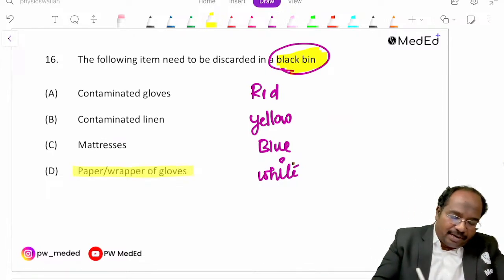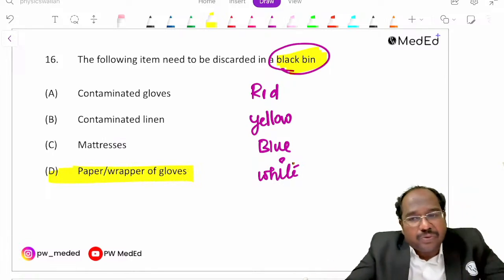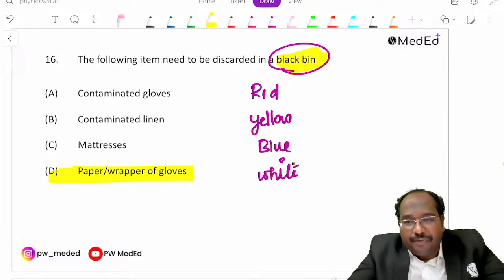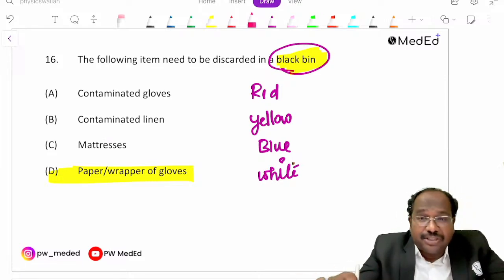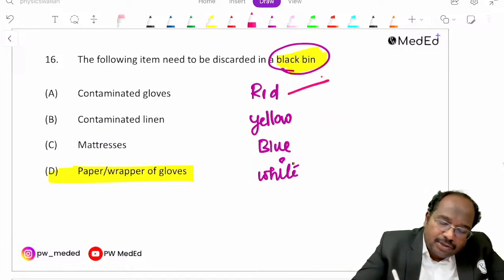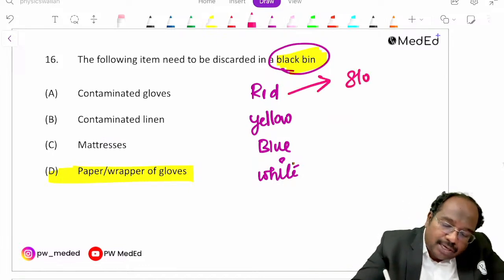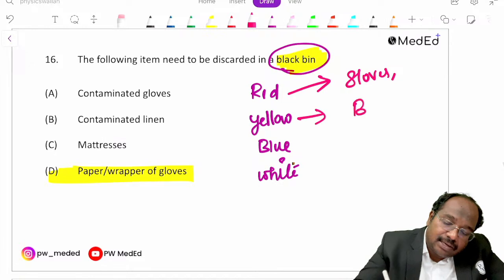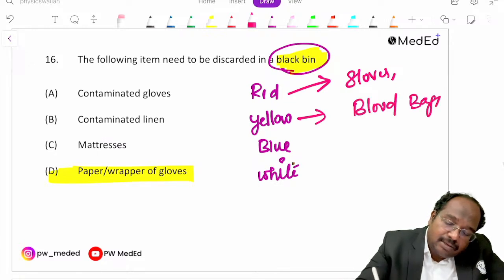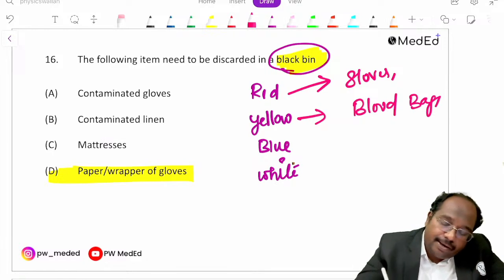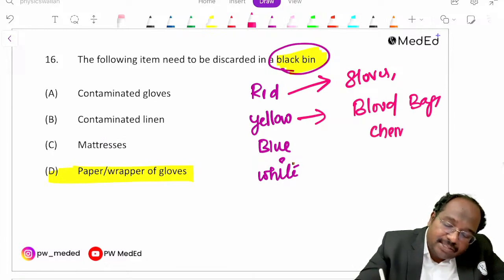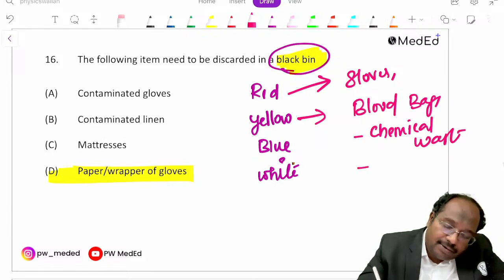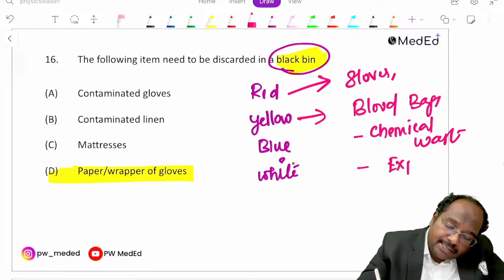Paper and wrapper of the gloves, guys, this is the general waste. So recently asked questions alone we will see in each bin. Red color recently asked is gloves, guys. Yellow recently asked blood bags. Then we have chemical waste recently asked, and pharmaceutical waste, expired drugs actually.